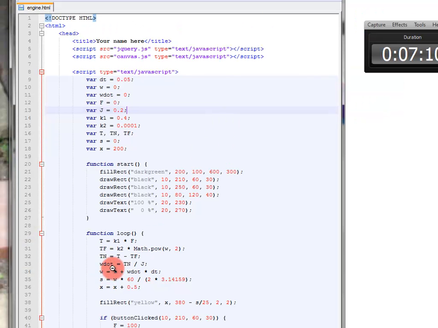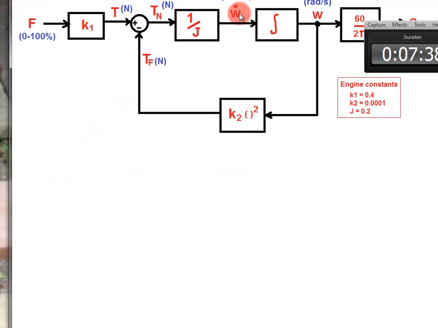Next line, omega dot equals Tn divided by J. This is simply saying that the angular acceleration is equal to torque divided by moment of inertia. So, similar to F equals ma, acceleration equals the force divided by mass. Here, angular acceleration is equal to torque divided by inertia. And where did that come from in the diagram? Here we are, omega dot is equal to torque times 1 over J, which is the same as torque divided by inertia.